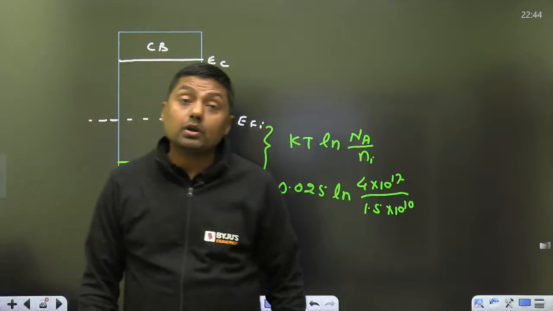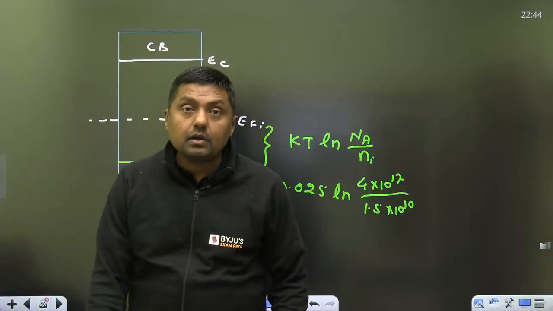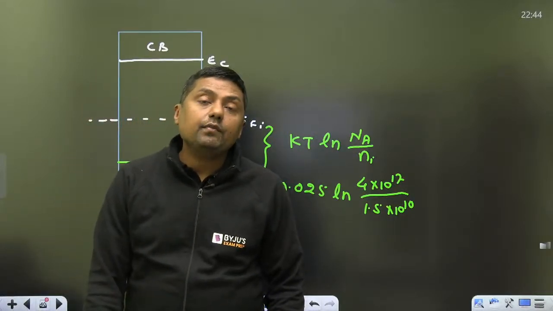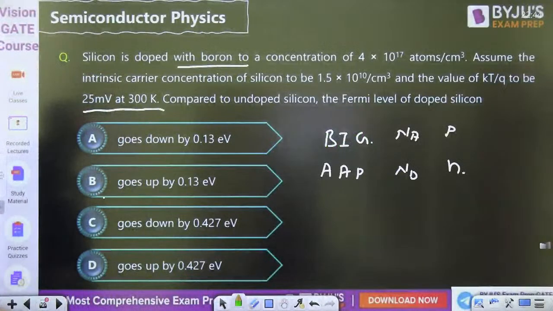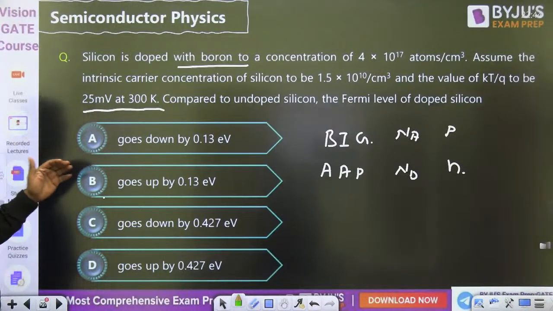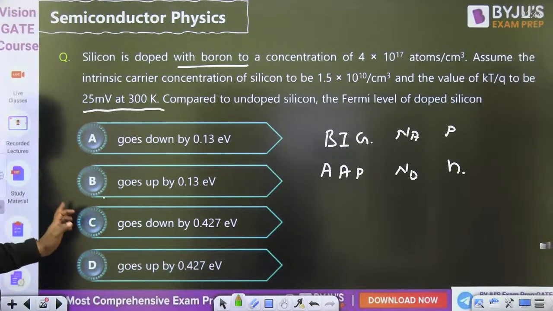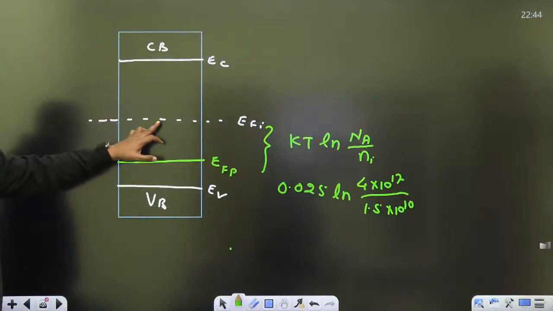Take the log, use the virtual calculator. No, Raj, you are using the Nv by Na. No, where is the Nv, it is not given, na? With respect to what? Compared to undoped silicon, the Fermi level of the doped silicon goes down by this value. So that gap is required.